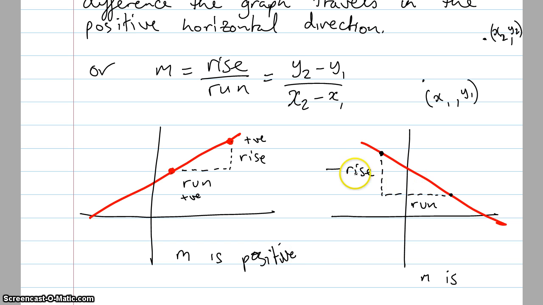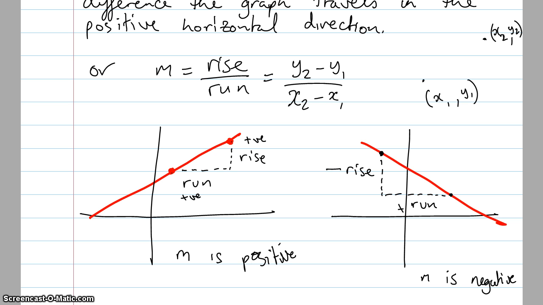In this case over here the rise is negative. The run is always positive. So when you get a negative number, because it's actually going down from one point to another, the negative number divided by a positive number is negative. So therefore the gradient itself is actually going to be negative between the 2 points.